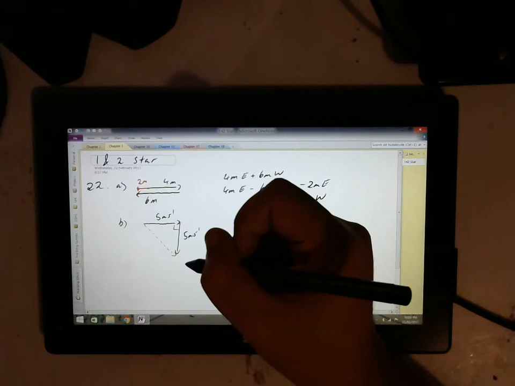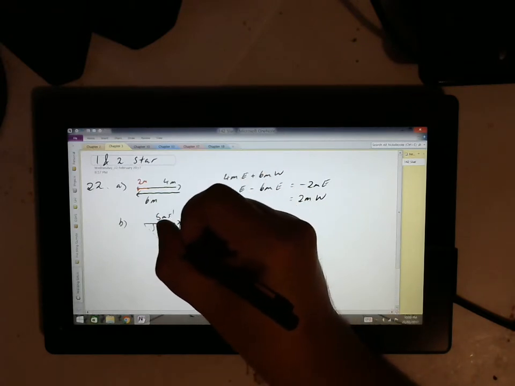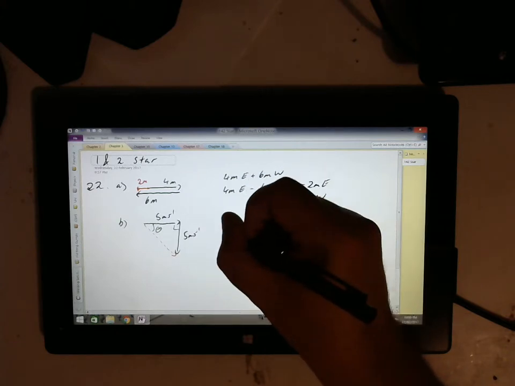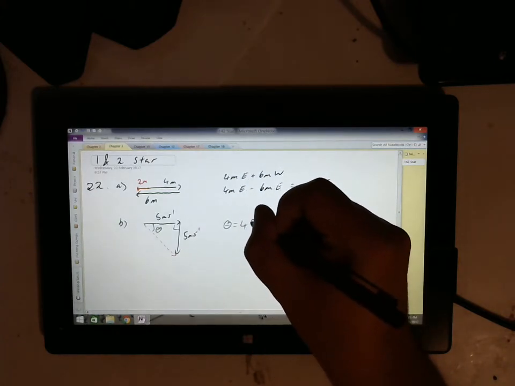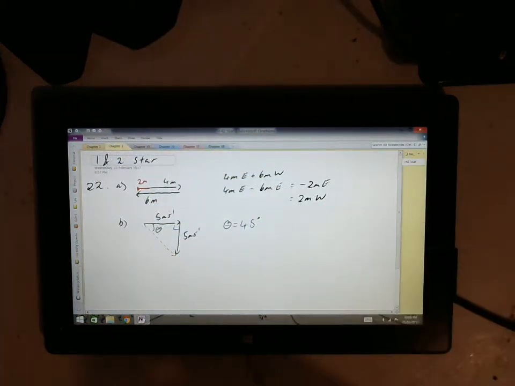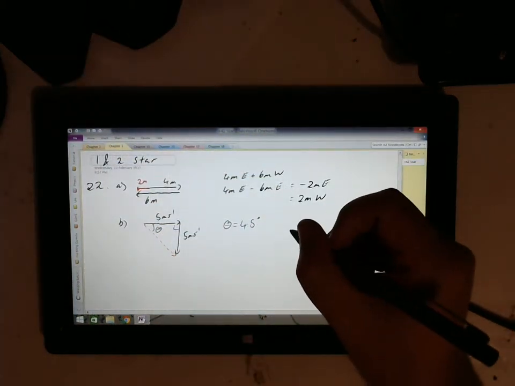What I can tell you though, because this is kind of a trivial angle to work out, that angle, if these two are going to be the same, we know that the angle must be 45 degrees. Okay, that's a nice little thing just to keep in mind, so that you don't have to waste time on math you don't need to do.